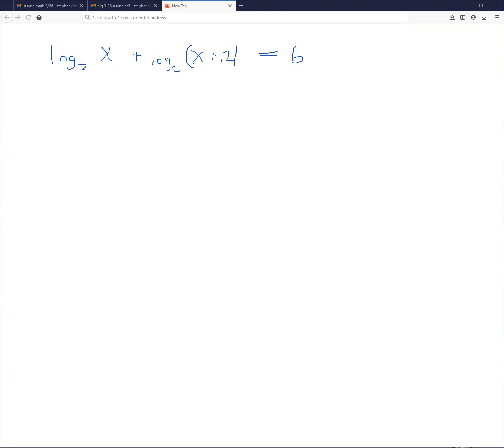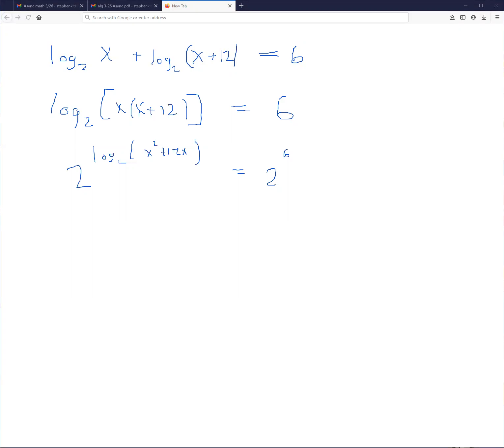So what if we made it a single logarithm? And so we're going to use our log properties. We're going to say this is a sum on the outside. Let's raise a product on the inside. So log base 2 of x times x plus 12 equals 6. And now we can do our 2 to the log base 2 of, and this is x squared plus 12x, is equal to 2 to the 6th.